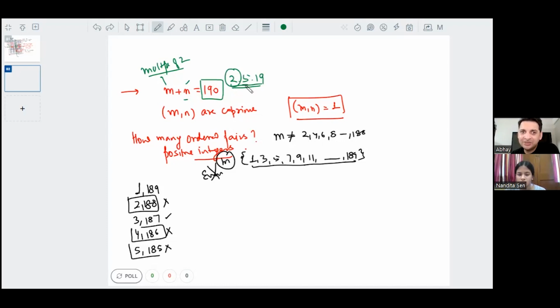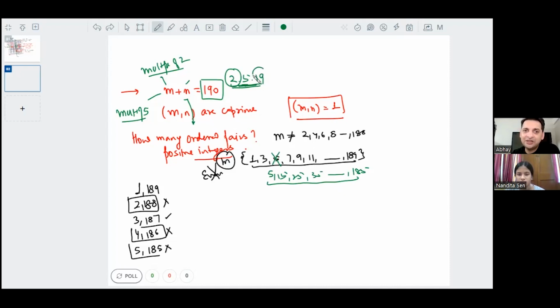Similarly, can we say the same thing for 5 also? If m is a multiple of 5, the right hand side is a multiple of 5, then can we say n would also be a multiple of 5? That means all the multiples of 5 are going to cancel out. Even multiples have already been cancelled. So we are going to cross the odd multiples of 5: 5, 15, 25, 35, and so on up to 185.